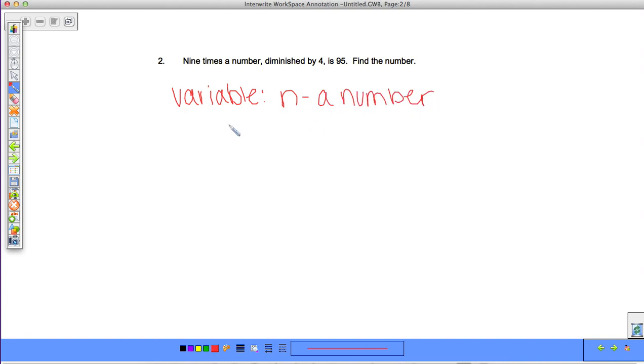Now from here I need to come up with my equation. So I'm going to read the problem carefully. 9 times a number we know is the same thing as 9 multiplied by n, so 9n. Diminished by 4, diminished is another word for subtracting. Is our equal sign, and then we have 95. So our equation here is 9n minus 4 equals 95.